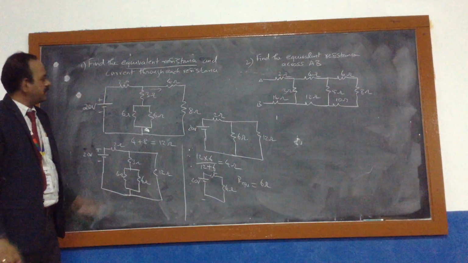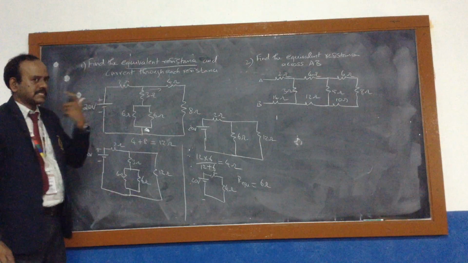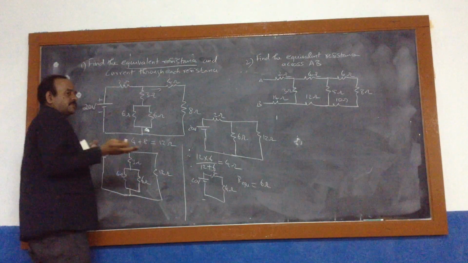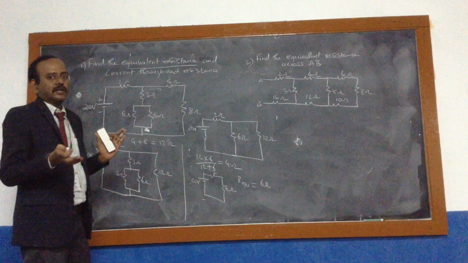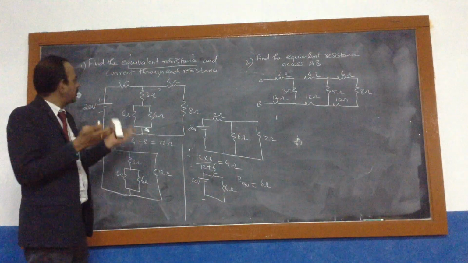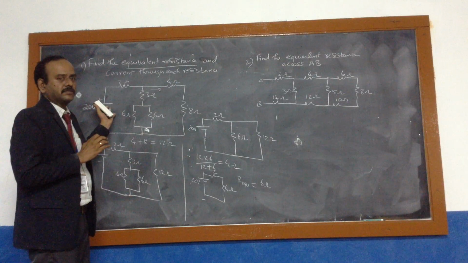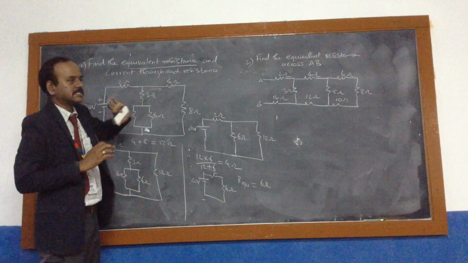But we have to find the current through each resistance. The question may ask for the current obtained from the source, which we can easily find from this. But they ask for the current flowing through each resistance.